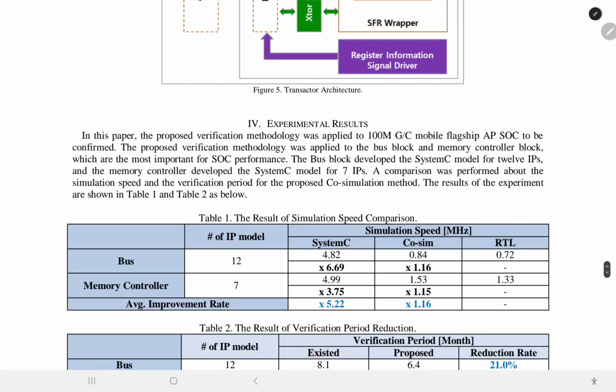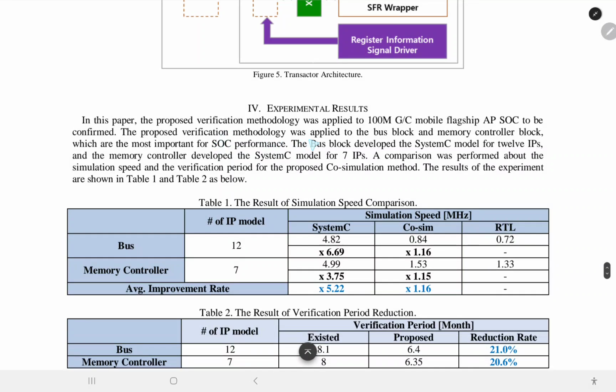4. Experimental result. In this paper, the proposed verification method was applied to a 100 mega gigacount mobile flagship AP SoC to be confirmed. The proposed verification methodology was applied to the bus clock and memory controller block, which are the most important for SoC performance. The bus block developed the SystemC model for 12 IPs, and the memory controller developed the SystemC model for 7 IPs.